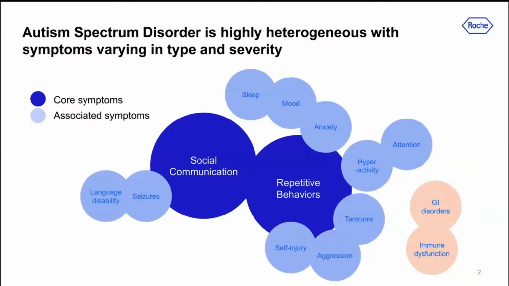So as you may know, autism is a highly heterogeneous disorder, both in terms of the different types of symptoms that individuals can have and their severity. You can see associated symptoms mapped out here, including disruptions in sleep, mood and anxiety, and different individuals can have different aspects of those. Some individuals may have more problems with anxiety, others with, for example, aggression, and also the levels of severity. So it's very heterogeneous in that respect.